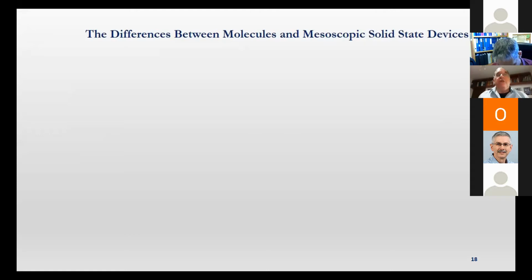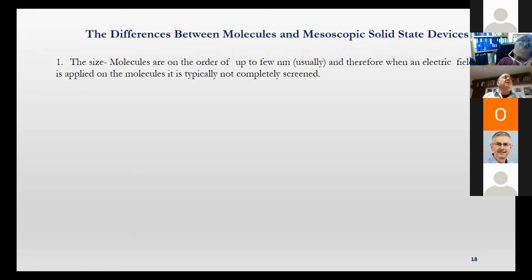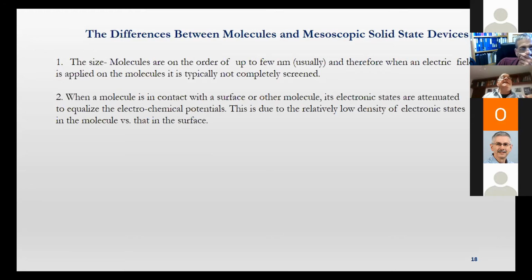So before continuing, I want to explain to you, since most of you are physicists, not like me, I want to stress the difference between molecules and mesoscopic structure, which you are using very often. First of all, of course, is the size. In molecules, we are speaking about nanometers, while, as you know, in most of the mesoscopic devices, we are speaking of hundreds of nanometers, perhaps more. Secondly, the density of states in the molecule is very low.